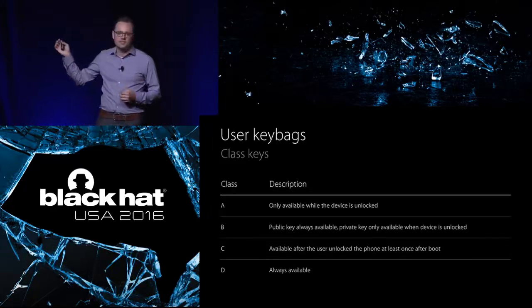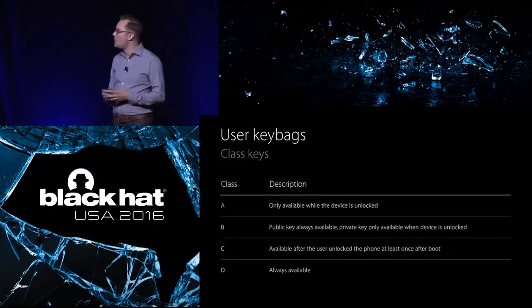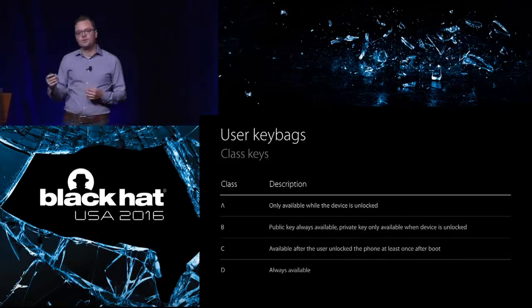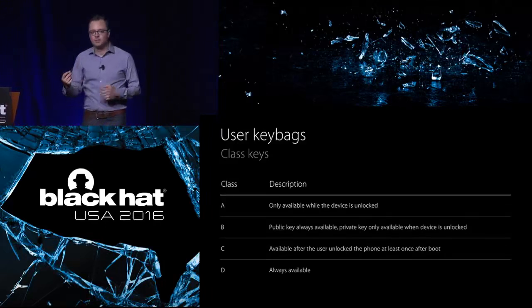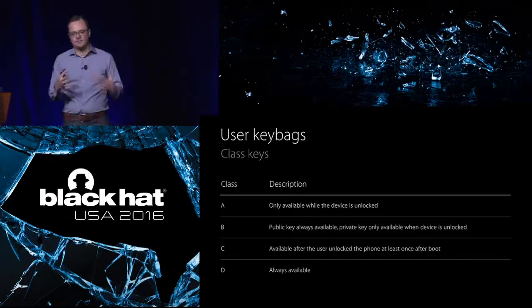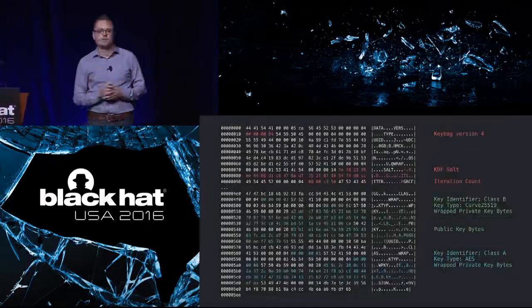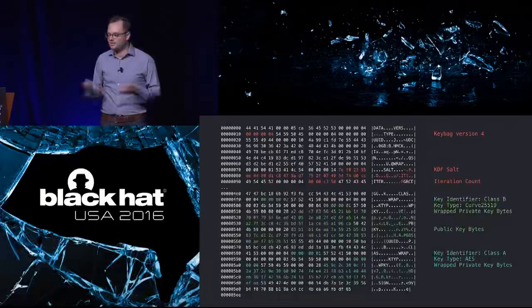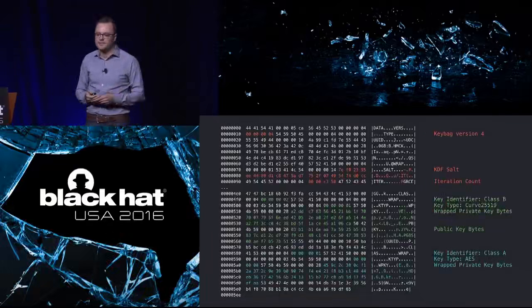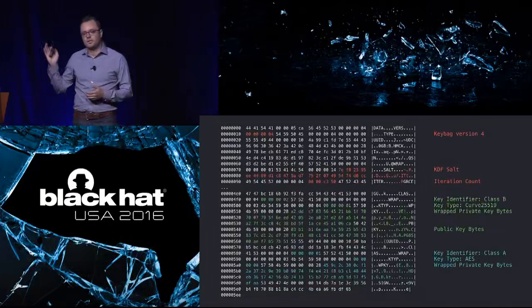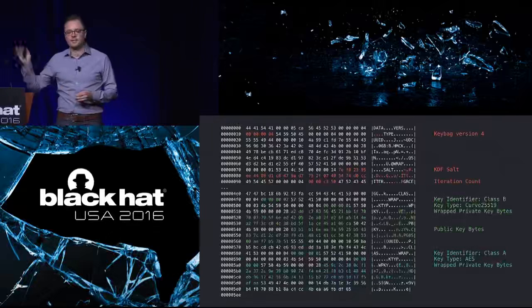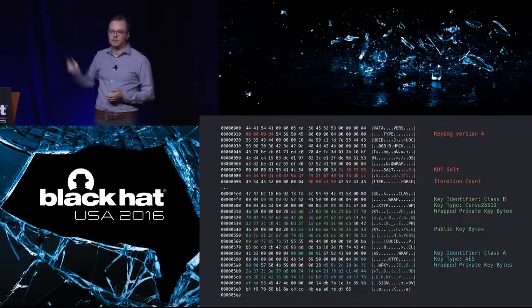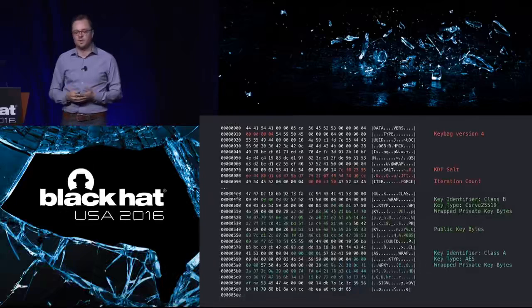Now, mind you, classes A, C, and D, these are 256-bit AES keys. For class B, it's actually a key pair with curve 25519. And what that lets us do is make the public key always available, but the private key is only available while the device is unlocked. So I'll explain about that in a moment. Meanwhile, here's, just in case you're curious, what an actual annotated key bag looks like. This sits on the file system of every iOS device. It just tells us the version, the KDF salt, the iteration count used to derive the keys, and then actually has the key identifiers for the wrapped keys themselves. And in the case of the class B key, the raw bytes of the public key for class B.